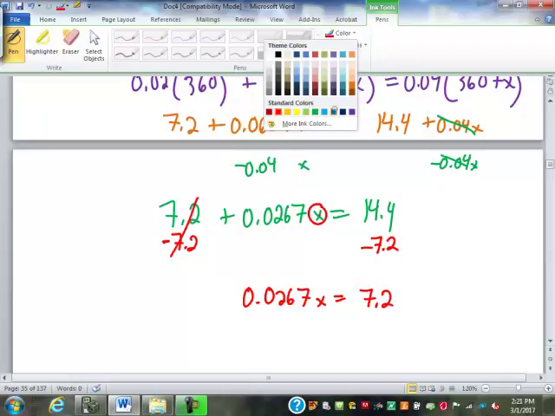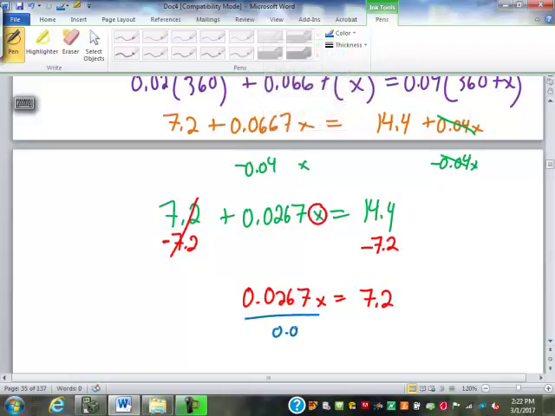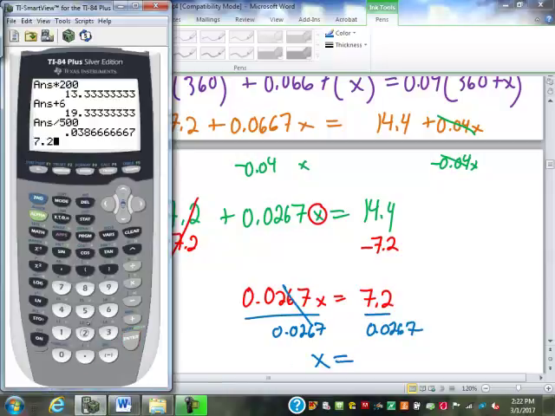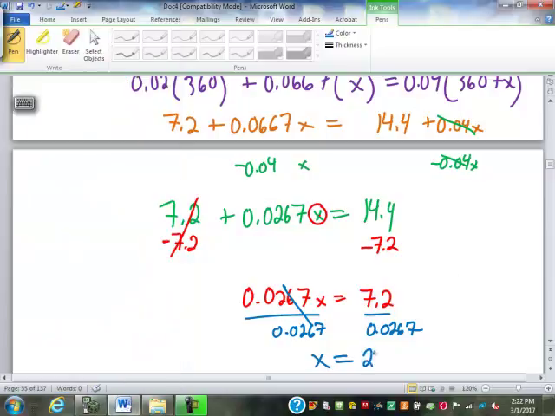Now we're going to divide here by the 0.0267. We are going to get an ugly decimal here, but that is okay. So 269.66, basically 270 milliliters is what I would mix in.